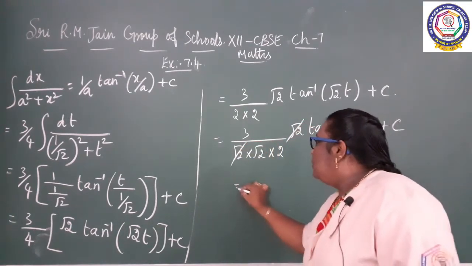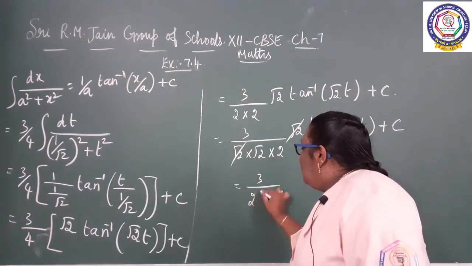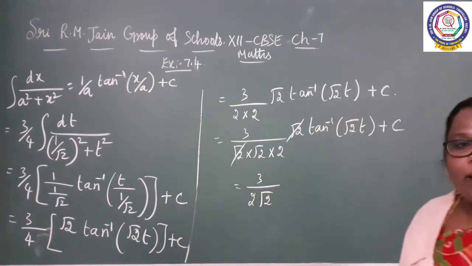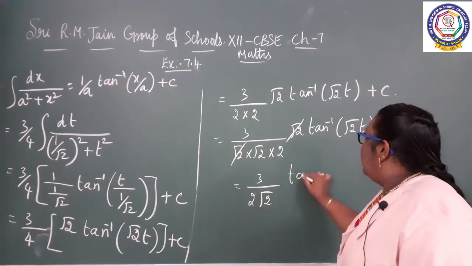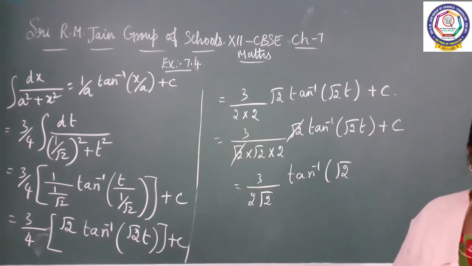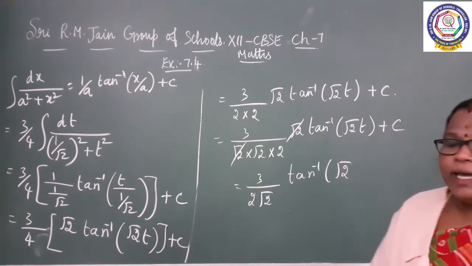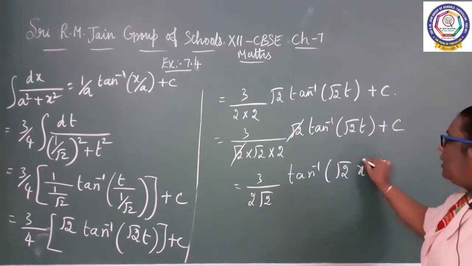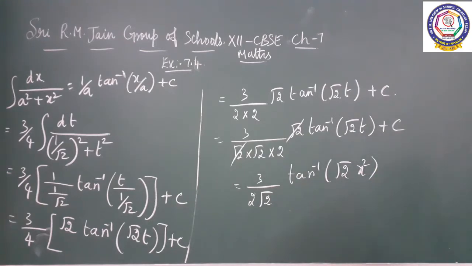So what is the value? 3 by 2 root 2 tan inverse of root 2 t. You can change the value by x because the sum is in the form of x. What is the t value? x square. So the answer is 3 by 2 root 2 tan inverse of root 2 x square plus c.